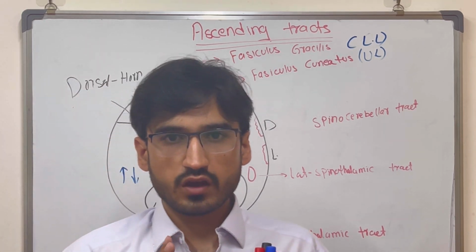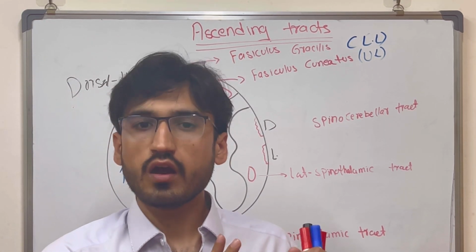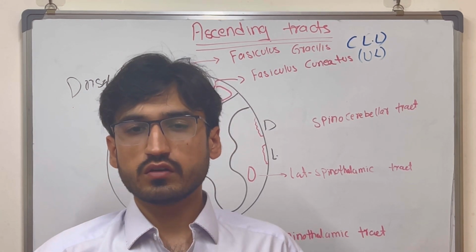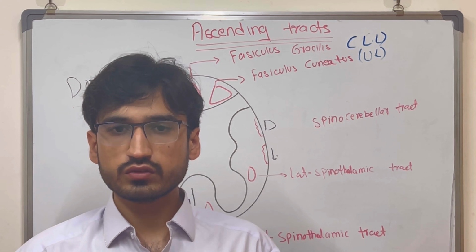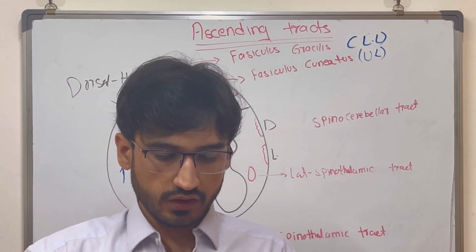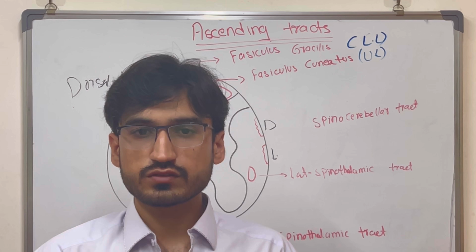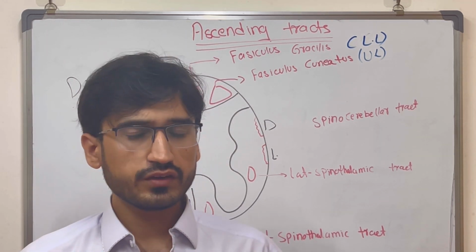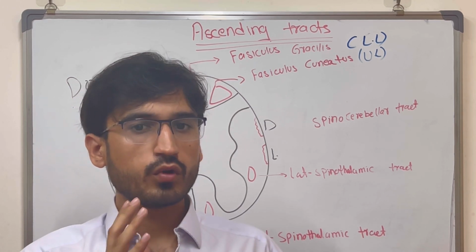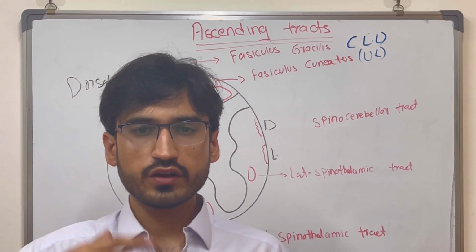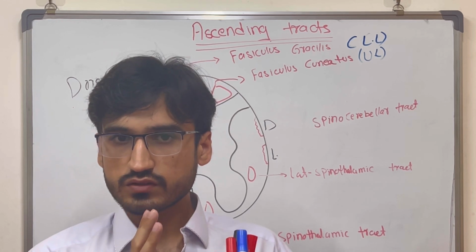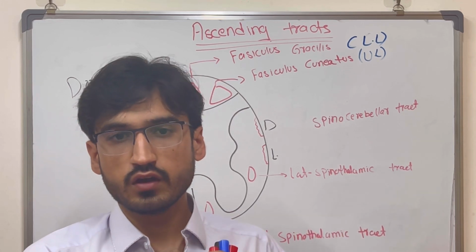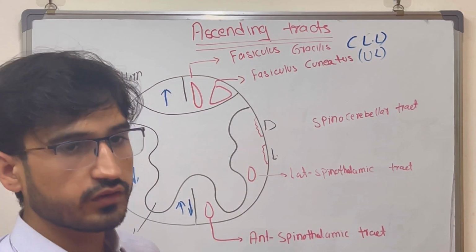I already discussed the commissural fiber in detail, as well as the association fiber. Projection fibers are further classified into the corona radiata, internal capsule and tracts. In tracts, one is the descending tracts and one is the ascending tracts. In descending tracts there is always a motor neuron, and in ascending tracts there is always a sensory neuron. I already discussed the descending tracts in detail. Now I am going to talk about the ascending tracts.